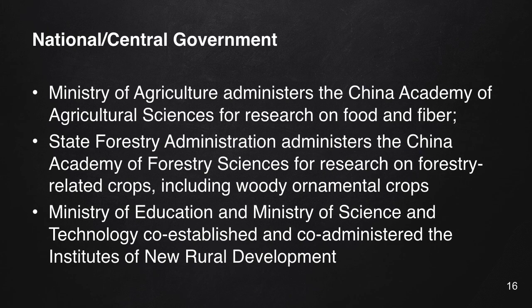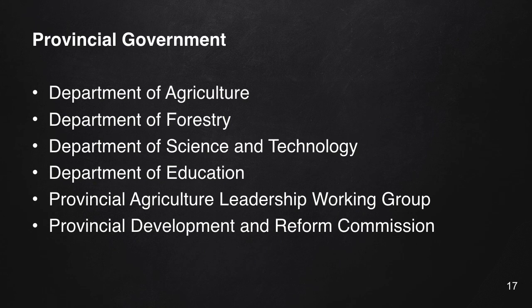And the DOST, counterpart niya sa China, yung Ministry of Science and Technology. Ang research arm naman ng Department of Agriculture is the DA-BAR or the Bureau of Agricultural Research. For training, nandyan ang ATI or Agricultural Training Institute. For provincial government, they have Department of Agriculture, Department of Forestry, Department of Science and Technology, Department of Education, Provincial Agriculture Leadership Working Group, the Provincial Development and Reform Commission. These are the provincial counterpart of the national government offices or the ministries.